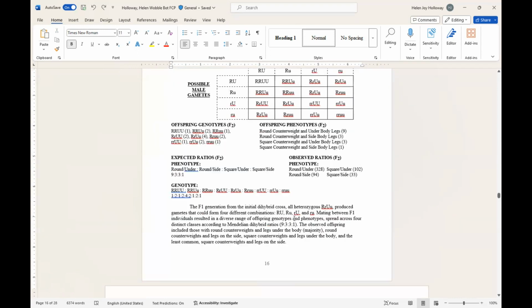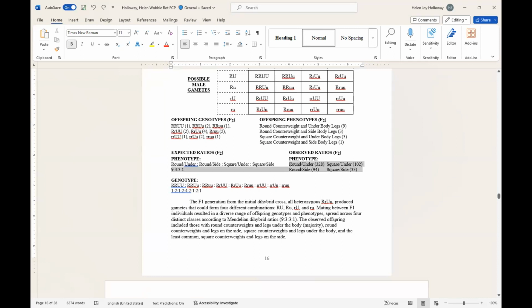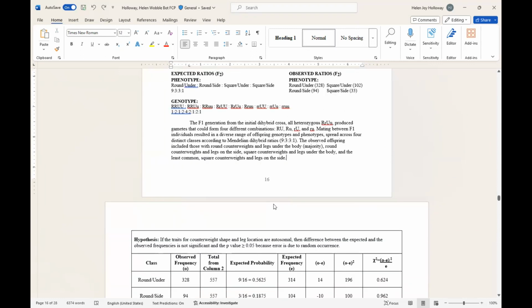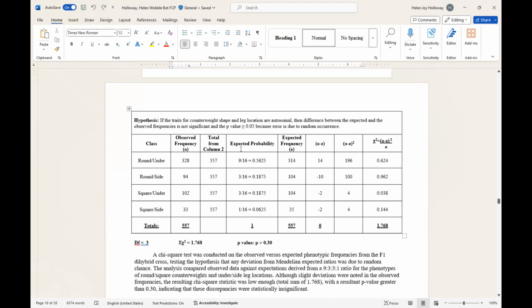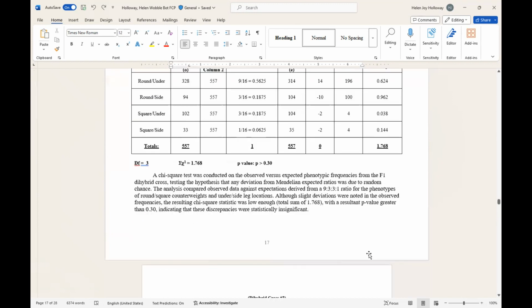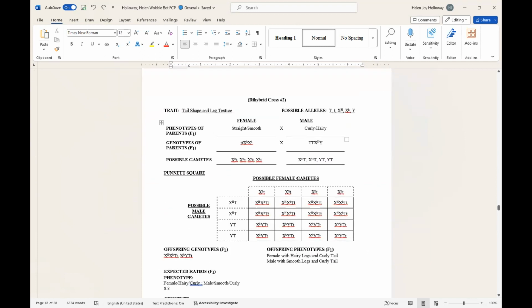Lots of stuff. Make sure you put the numbers in from the FCP guideline document. Then just a little blurb about that's how it is. Chi-square test for dihybrid cross number 1. All dandy. Woohoo. Okay, this is where it gets tricky.